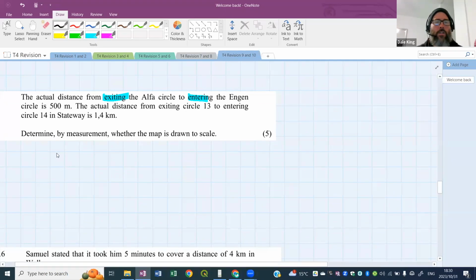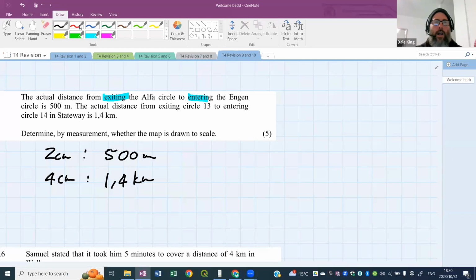This is what I think they're trying to say. So if we've got a 2 centimeter relationship, it gives us 500 meters, and a 4 centimeter relationship represents 1.4 kilometers. All right. Now, I know you can see already we've got problems here. But anyway, let's show by calculation, because that's what they say. We're going to measure and show by calculation.